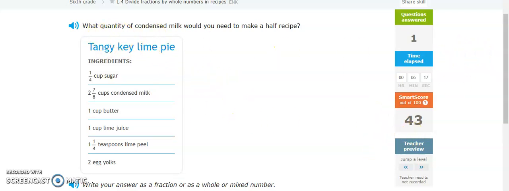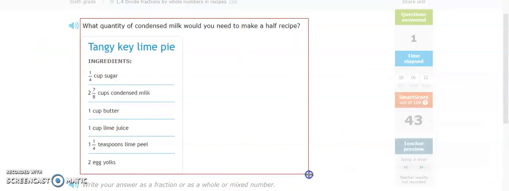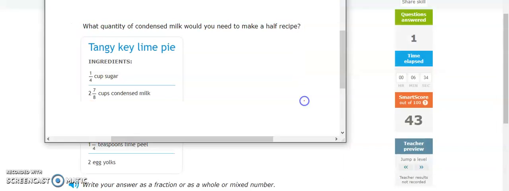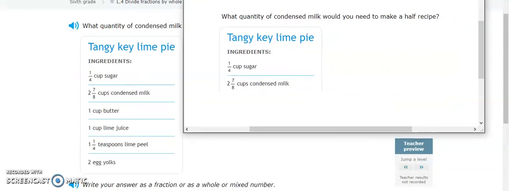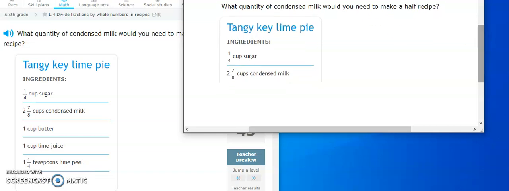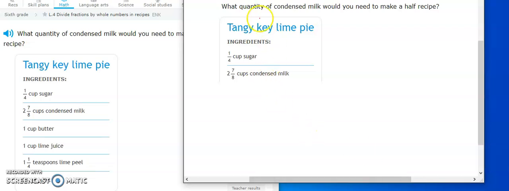So what quantity of condensed milk would you need to make half of a recipe? Now, you got to remember that half of a recipe, 1/2, is the same as dividing it by 2. I actually only need this top information because I only need to know the condensed milk. I can ignore the rest of the ingredients because the question is only asking about the condensed milk. All right, I don't need to draw it out again because now I know the formula that I could use.